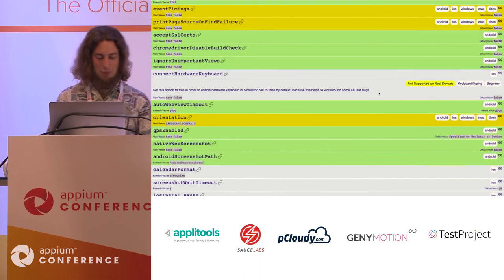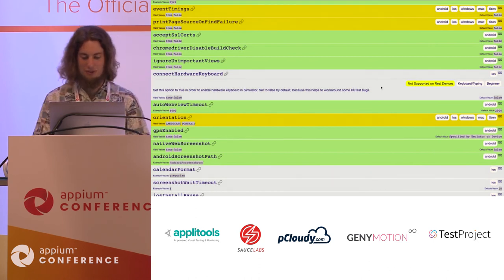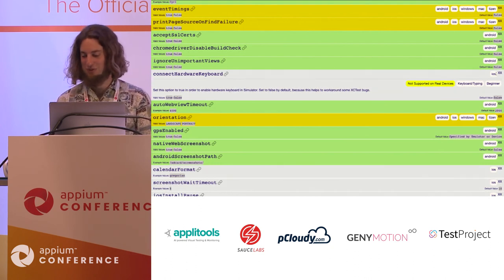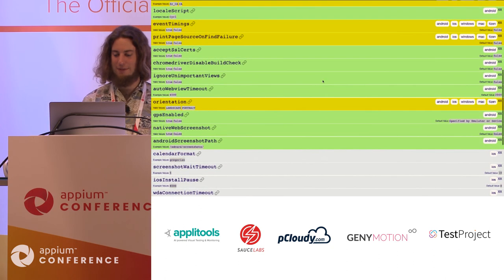Connect hardware keyboard. You can enable a hardware keyboard in the simulator. It's set to false by default because apparently that just works around some bugs. This is a very good one.